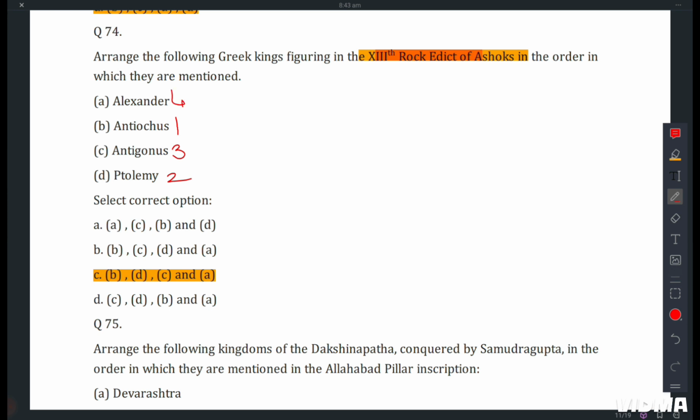Okay, there is also mention of some other kings like the Cholas, the Pandyas and the Tamrapani. Okay.